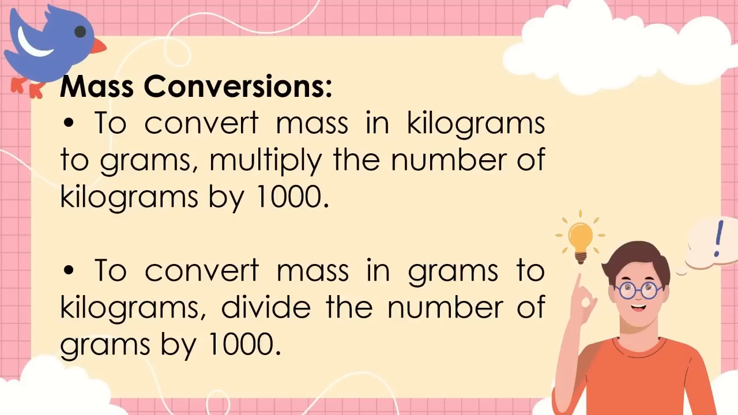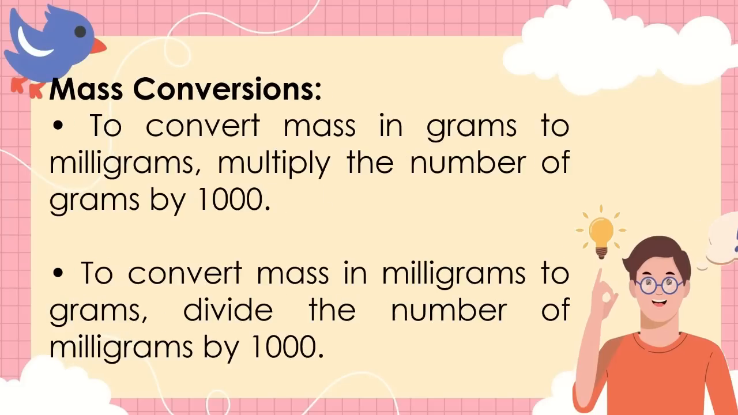Mass conversions. To convert mass in kilograms to grams, multiply the number of kilograms by 1000. To convert mass in grams to kilograms, divide the number of grams by 1000. To convert mass in grams to milligrams, multiply the number of grams by 1000. To convert mass in milligrams to grams, divide the number of milligrams by 1000.